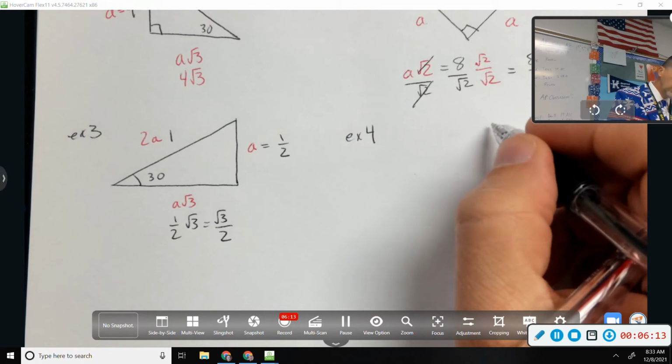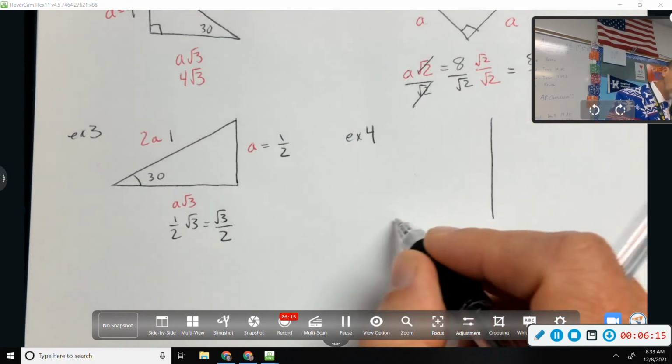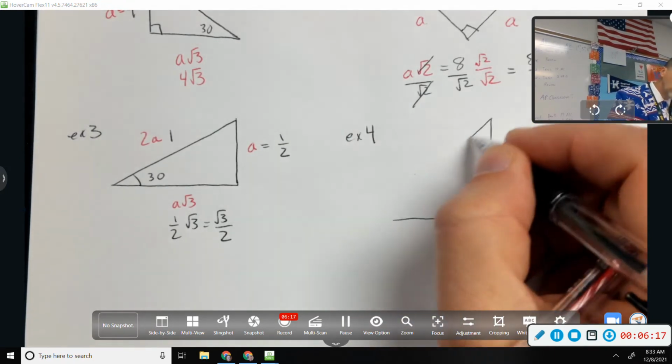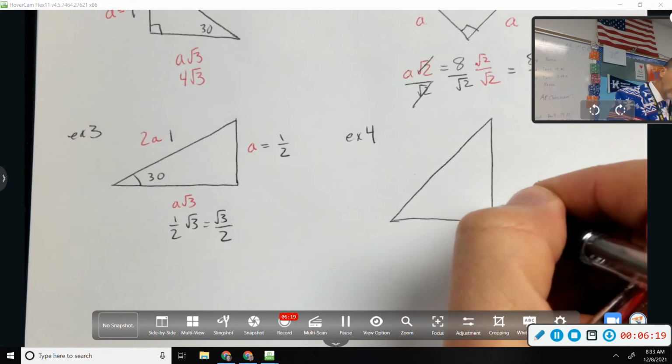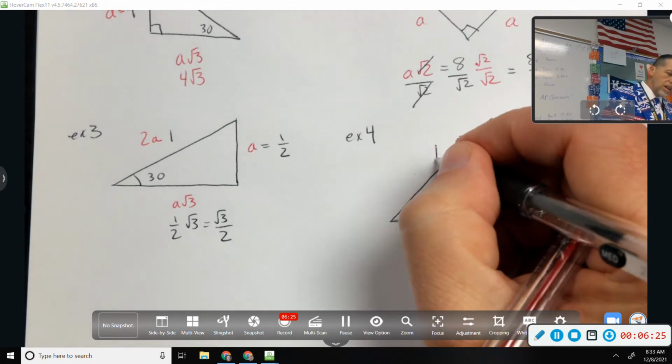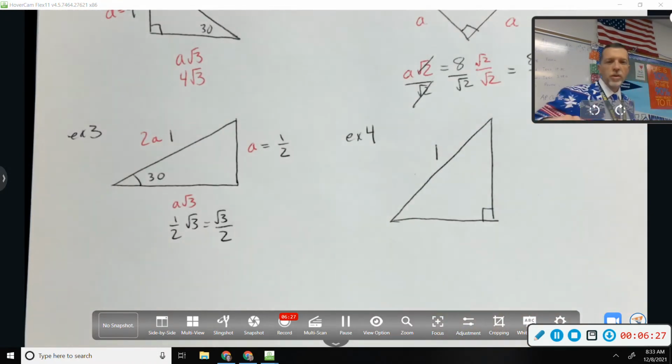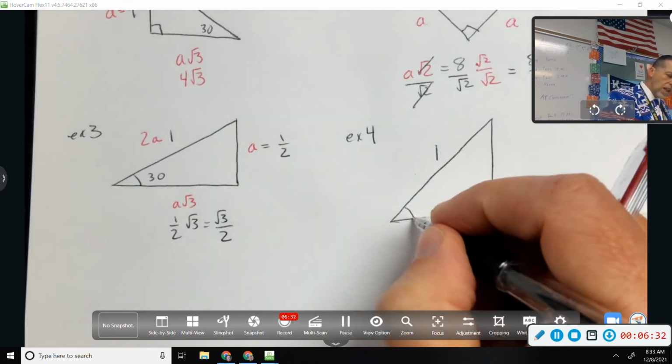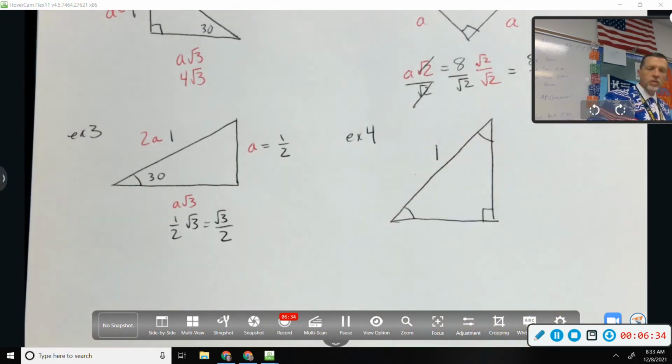Last one, then we'll do one more thing, then we'll sort of switch to a different subtopic of the unit circle. Why don't you try this one? So I'm going to press pause. It's 45, 45, 90. Hypotenuse is 1. Find the missing sides.